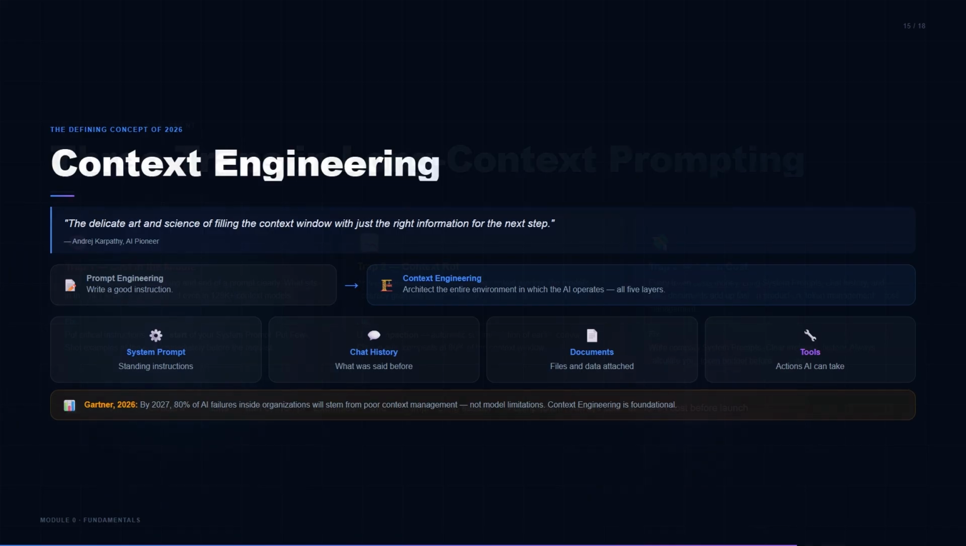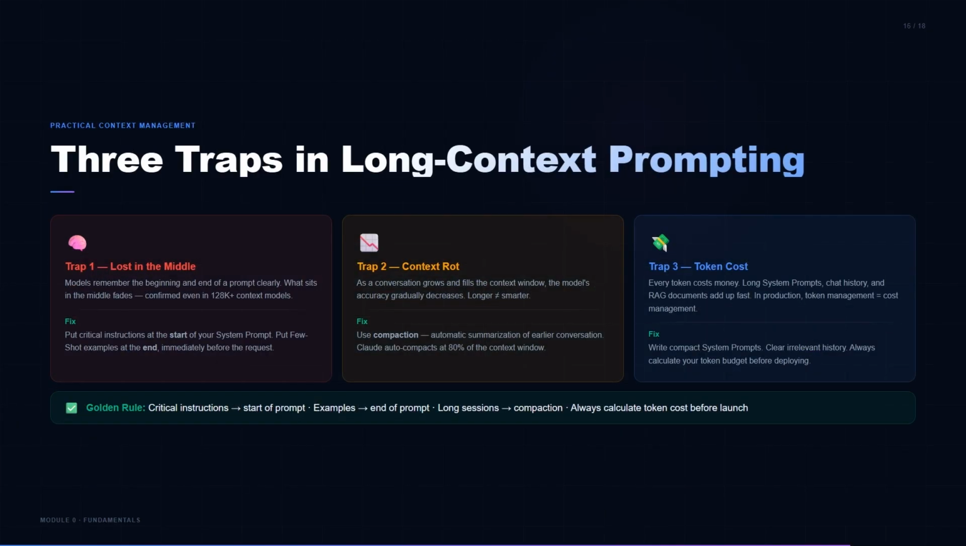As a companion to context engineering, there is a practical topic that every production AI builder needs to understand: context management. This is about how you handle information within the context window. The leading models in 2026, Claude Sonnet 4.6 and Gemini 3.1 Pro, support context windows of up to 1 million tokens. That sounds enormous, but there are 3 traps you need to know about.